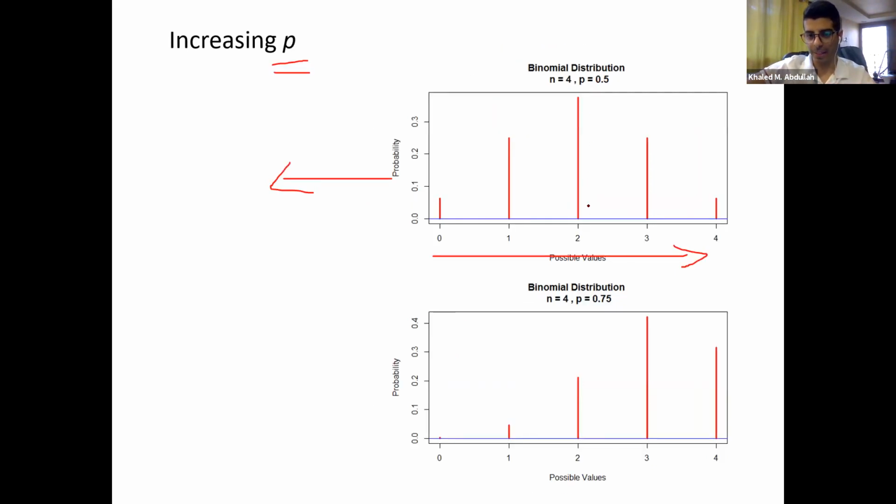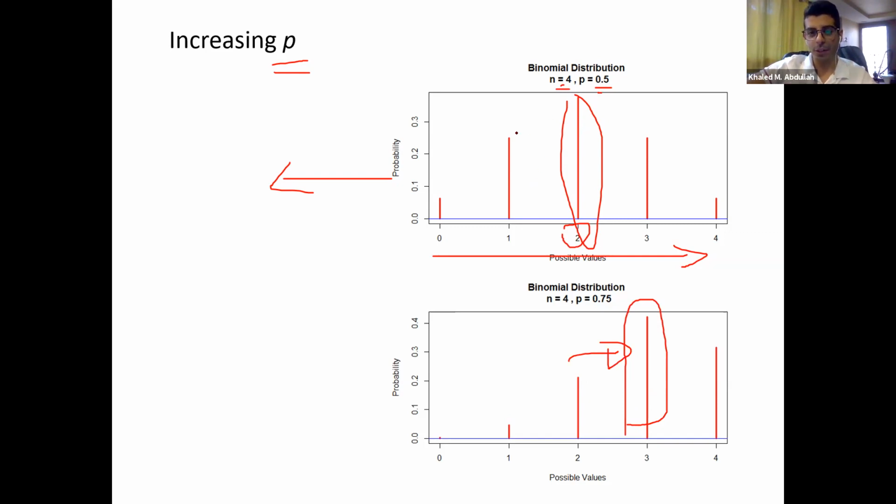Notice how here the probability is half. It's going to land on 2 because remember the mean, the average, this thing here in the middle, the average is going to be 4 times half. 4 times half is what? 2. But notice when you increase P, the mean is going to go right here. It's going to be shifted to the right. You get it?